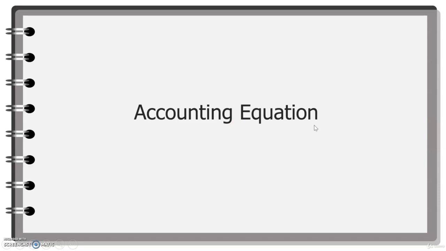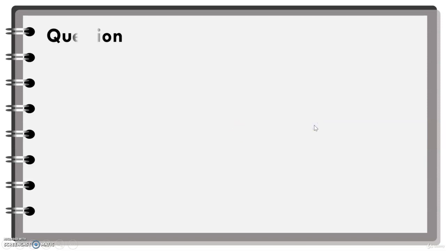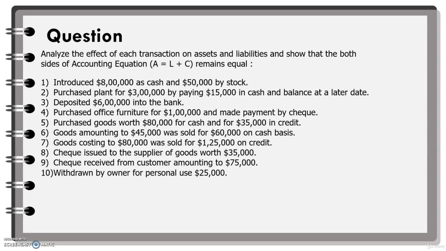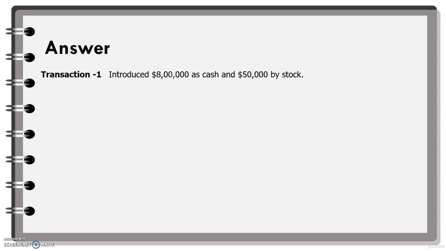Let's take a case study based on the accounting equation. So we have 10 transactions. What we'll do is solve 5 in this session and 5 in the next session. You have to analyze the effect of each transaction on assets and liabilities and show that both sides of the accounting equation, that is, assets equal liabilities plus capital, remain equal. We'll discuss item by item. So 5 items we'll solve in this session.